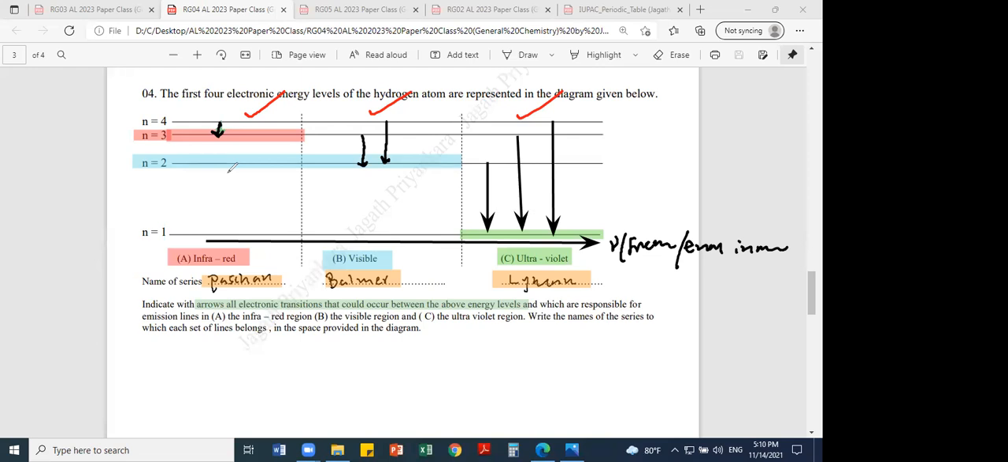First you have to decide in which direction energy increases. Then you should know from where to where the electron transition occurs. Transition of an electron to the ground level or the first level is known as UV. To the second level from an upper level, visible. To the third level from an upper level, IR. Understood?